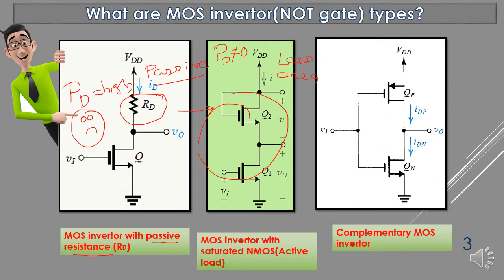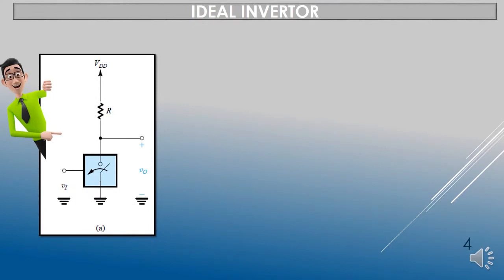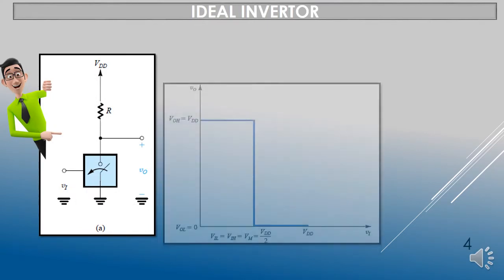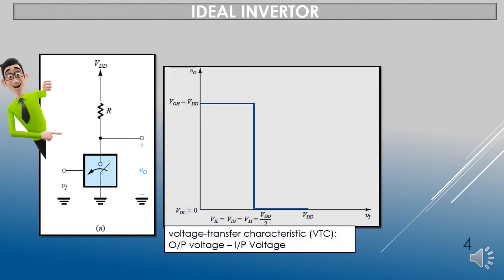Now in this video we will talk about the CMOS. Why do we move to CMOS? Before talking about CMOS, let's finish the ideal inverter. An ideal inverter is nothing but a NOT gate. Here is input, here is output. Output is nothing but the bar of input.